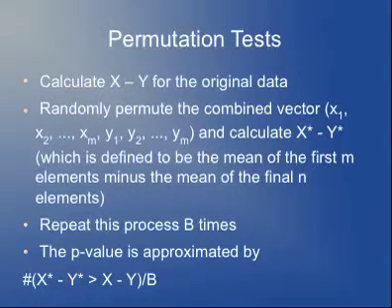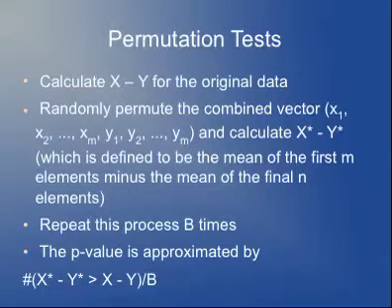So then you get a difference, x bar star minus y bar star. You repeat this process B times. B is typically around 1,000. And then to approximate your p-value, you just calculate how many times the x bar star minus y bar star is bigger than the original x bar minus y bar, and divide it by the number of permutations.